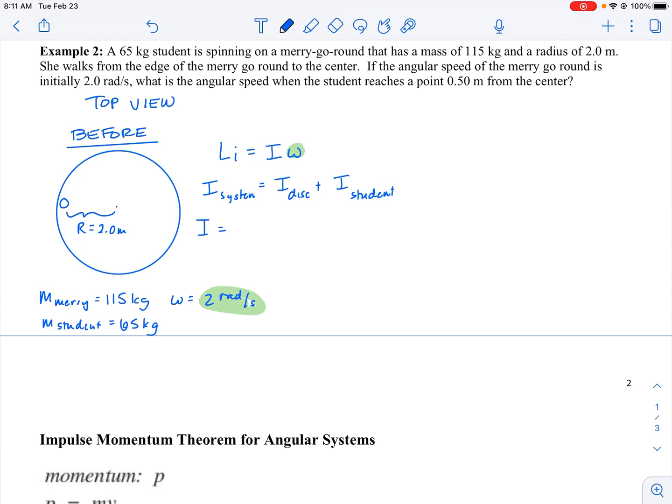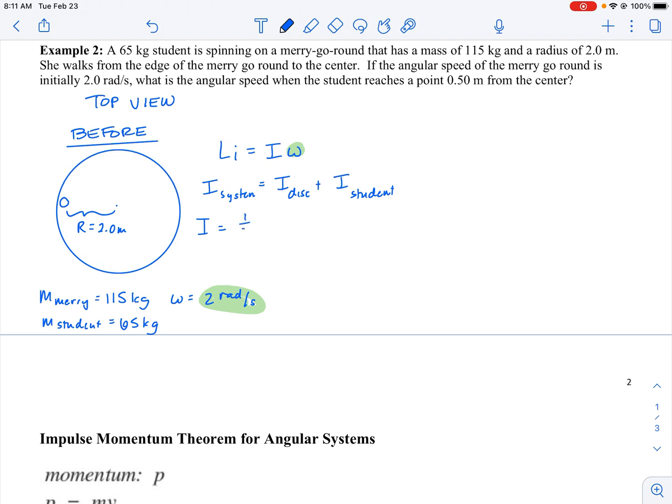So the disk is a disk. I can go look that up. It's 1/2 mr squared. And I'm going to treat the person like a point. That's just mr squared. These are 2 different masses. There's a mass for the merry-go-round and a mass for the student. So the moment of inertia of the whole system is going to be 1/2 times 115, that's the merry-go-round, times 2 squared, plus the mass of the student, that's 65, times 2 squared.